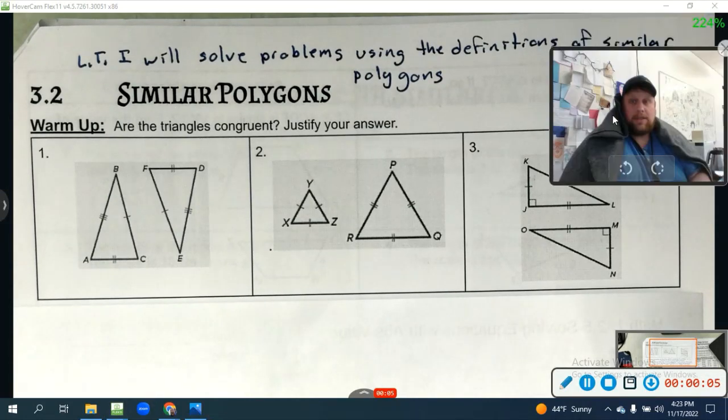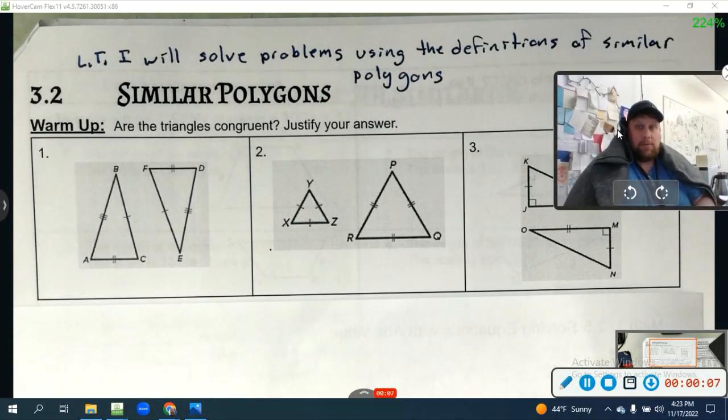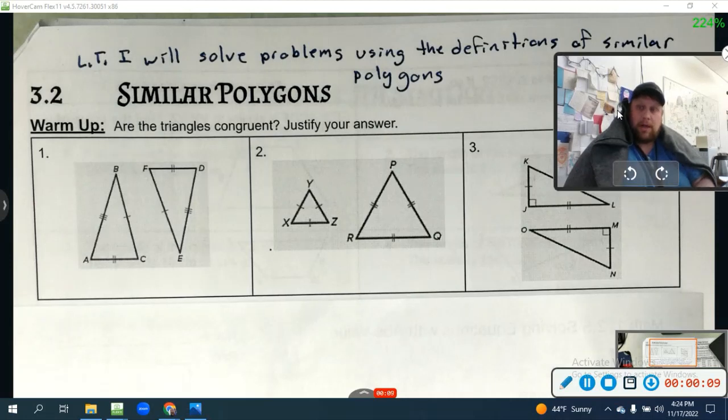The learning target today is I will solve problems using the definition of similar polygons.